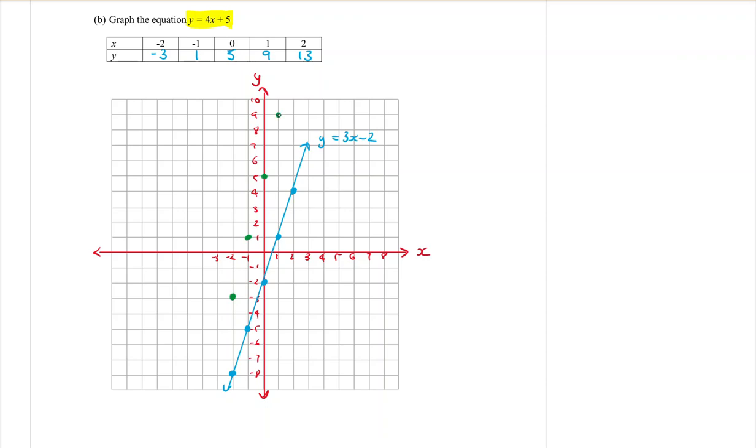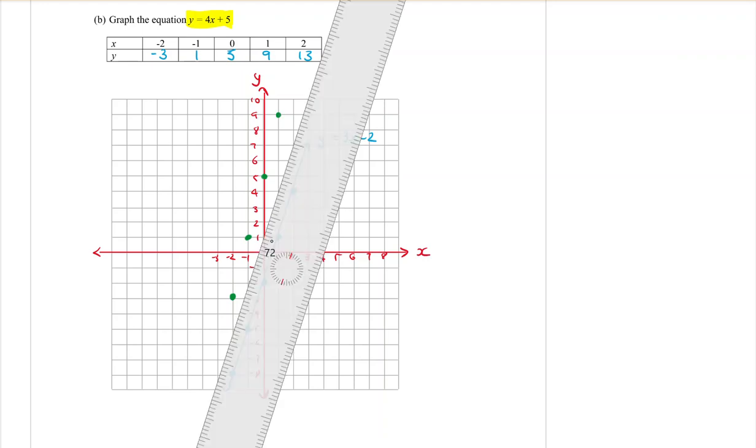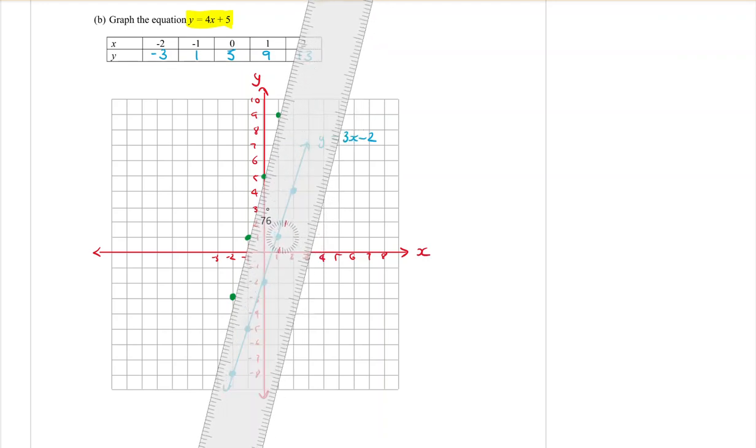Now, mine says 2 to 13. I cannot fit that point on my graph because I only got up to 10 with the spaces that I have. That one's not going to fit, so I'm just going to leave it off, okay? You really only ever need 2 points. 2 points is enough to draw a straight line, so we've definitely got more than that. Grab your ruler again. Line them all up.